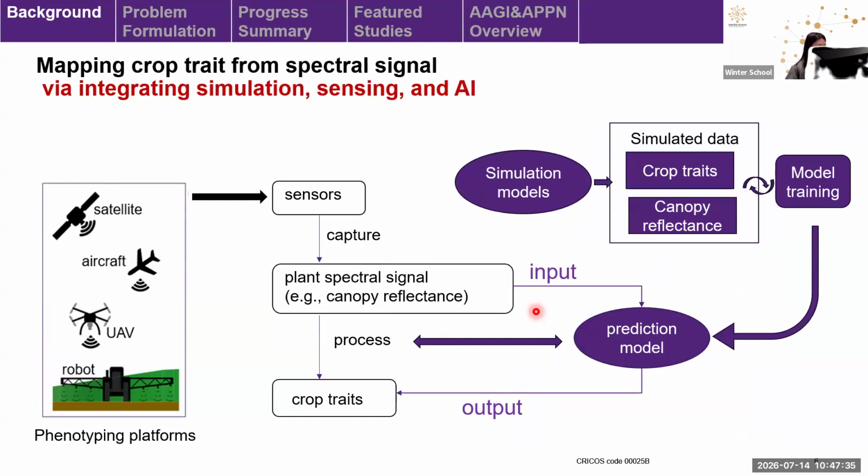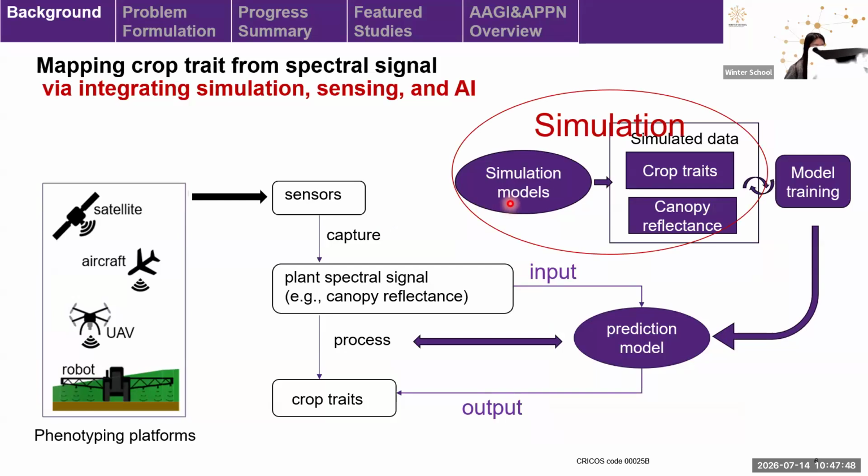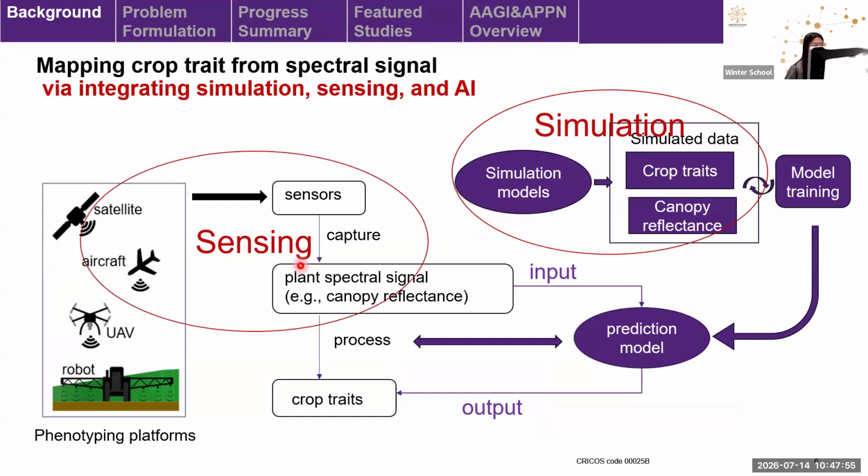This leads to a new solution: mapping crop trait from spectral signal via integrating simulation, sensing, and AI technologies. For the generation of the simulation data, we use crop simulation technology. For the canopy spectral signal collection, we use sensing technology. And for the establishment of the prediction model, we use AI technology.